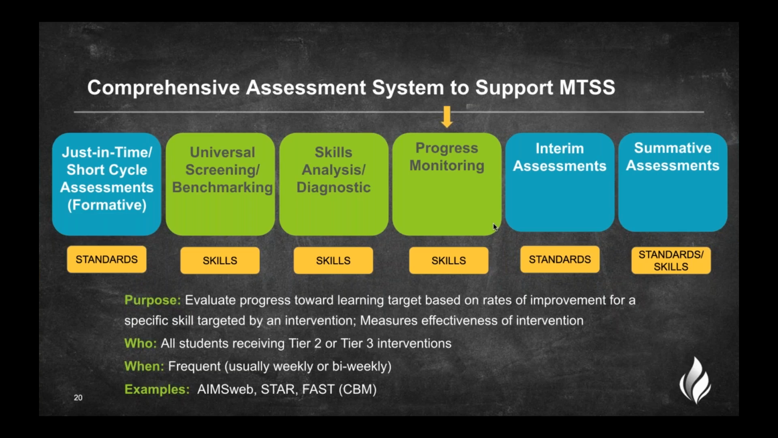Some examples of progress monitoring assessments: Ames Web, STAR has some, and then FastBridge CBMs, curriculum-based measurements in FastBridge.